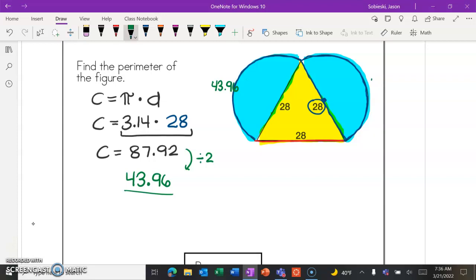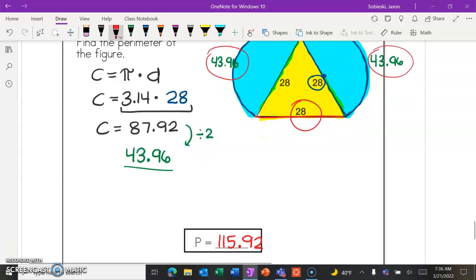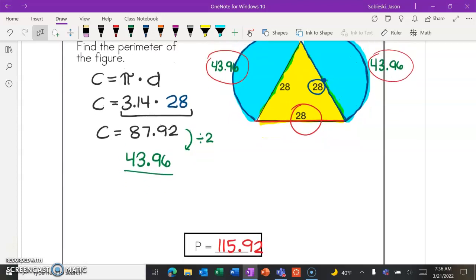So we can add that in. And then last step is to just add that up. So we're going to see what we get there. Okay, so if we add up our 28, our 43.96, and 43.96, we should get a total perimeter of 115.92 for this problem.